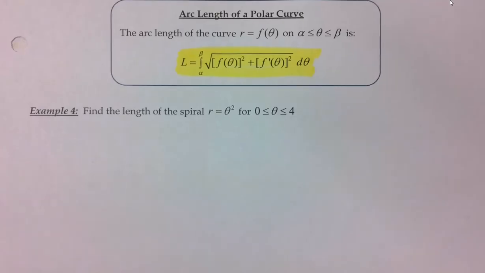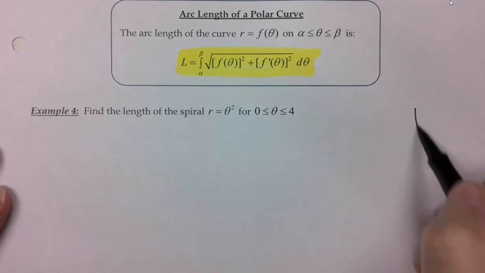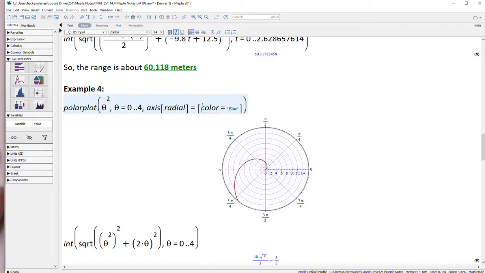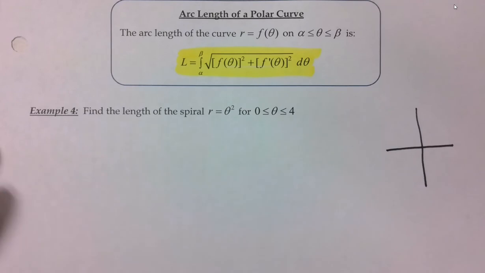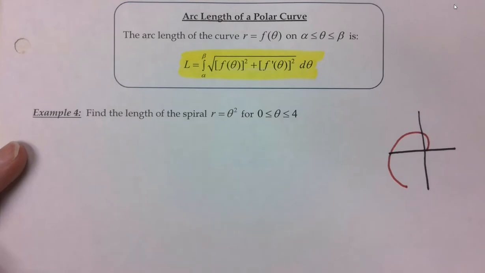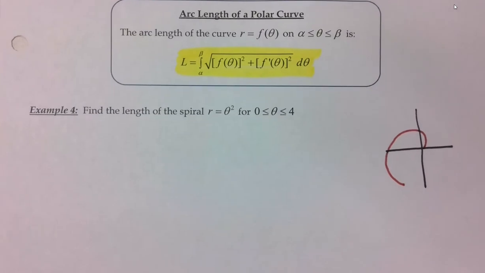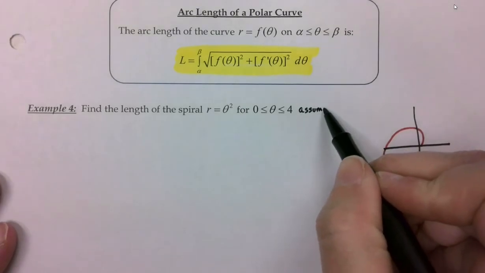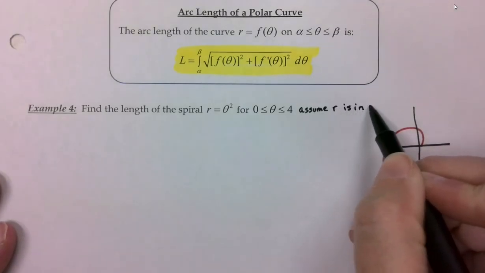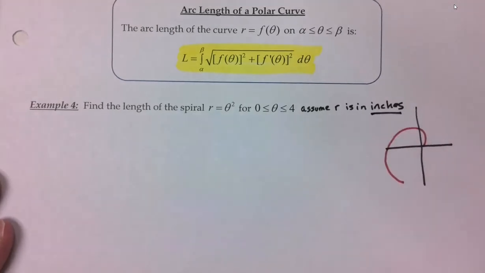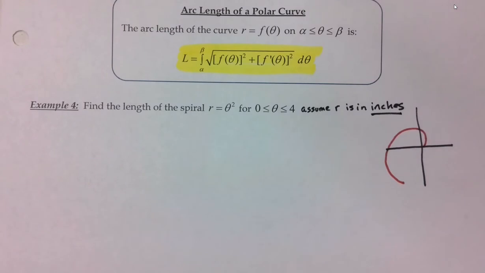So let me draw a quick picture. Polar form. And we have the spiral. Let me look at it one more time. Oh, so it goes up and around. Okay, so let me graph that. It's going to go up and around. There's your spiral. So we want to know the length of that spiral. Let me assume r is in inches. It didn't give it in the problem, but I'm just going to help. I think it helps with units.